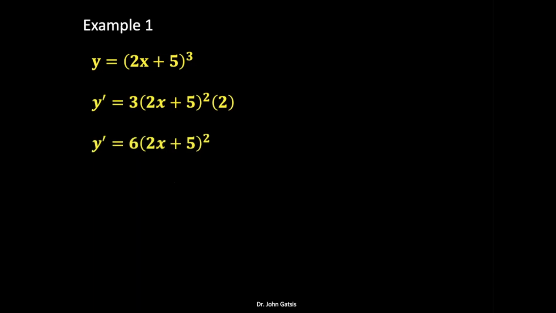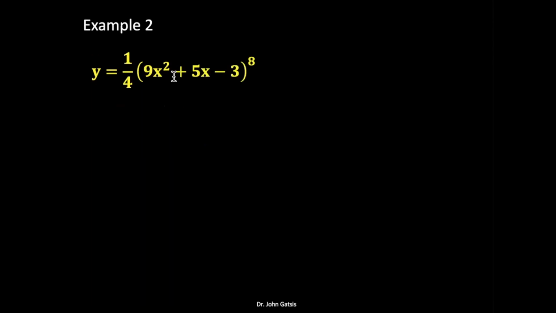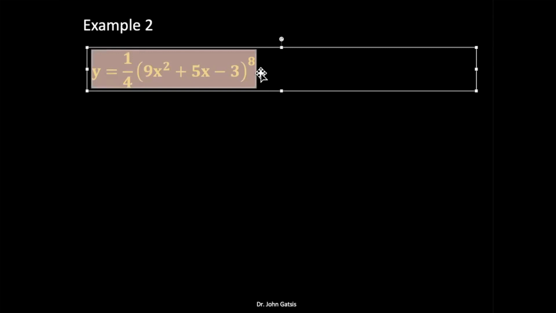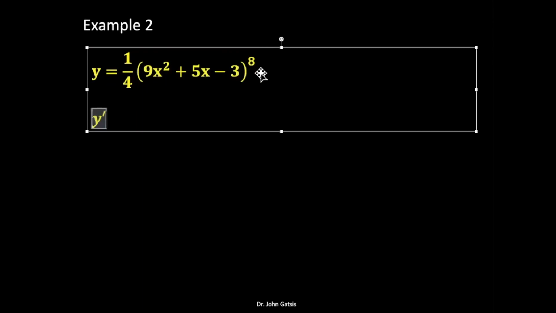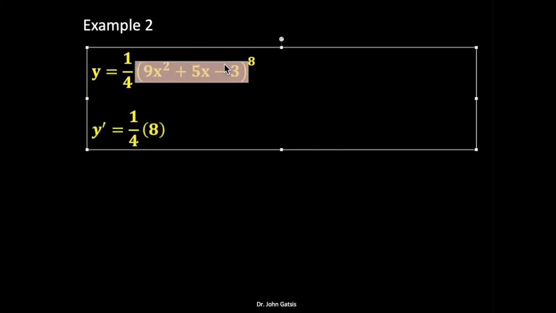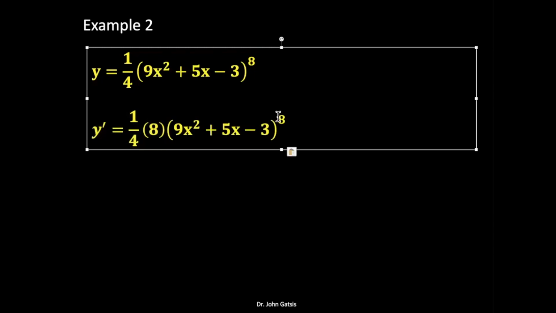Let's take a look at some increasingly difficult examples. Hopefully you find something here that will help you out in those tougher situations. So in this next example, we have a quantity that's raised to the power of 8. So to find that derivative, we have the 1/4, which we'll just leave alone for a second. There's the 8. Now we're going to raise this quantity here to the power of 7. So I'll just do some copying and pasting.